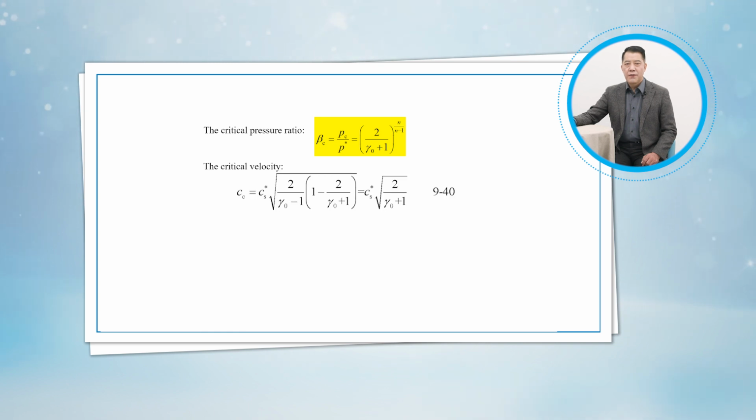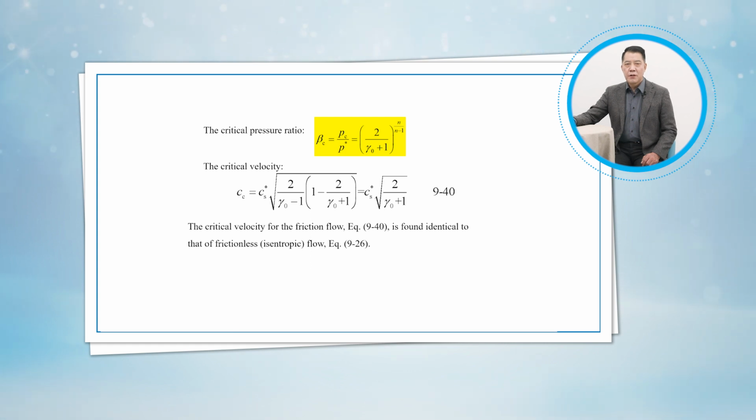Then, the critical velocity has the following expression. The critical velocity for the friction flow is found identical to that of frictionless flow as shown by equations 926 and 940.